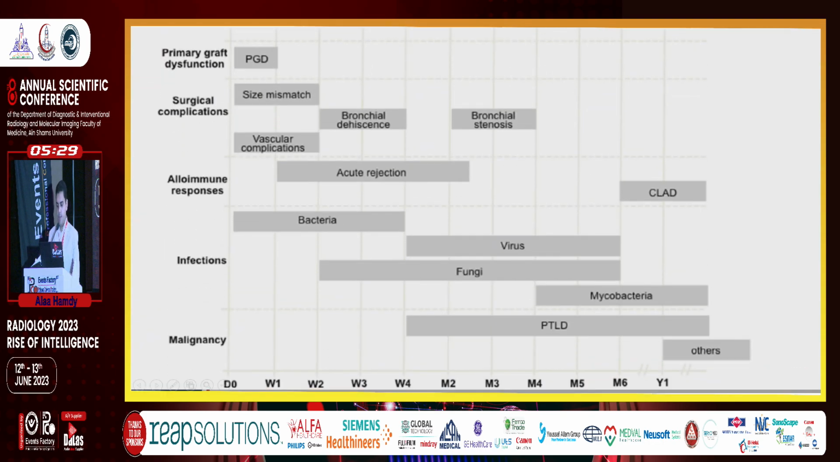To summarize, these are the most common complications encountered after lung transplantation, corresponding to the timeline. Surgical complications: size mismatch, bronchial dehiscence early and bronchial stenosis late. Alloimmune response: acute rejection early and chronic lung allograft dysfunction late. Infections: early bacterial, late virus and fungi. Malignancy and other late complications as we described.